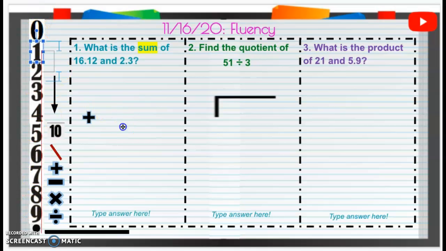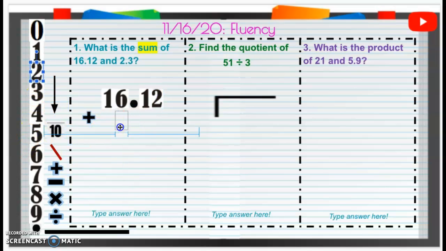Yes, you do. So I'm going to add 16 and 12 hundredths, so 16 with that decimal 1, 2. Remember your decimals when you're adding and subtracting. Line them up. Line them up. All right, so 2 and 3 tenths. Now let's add them up.